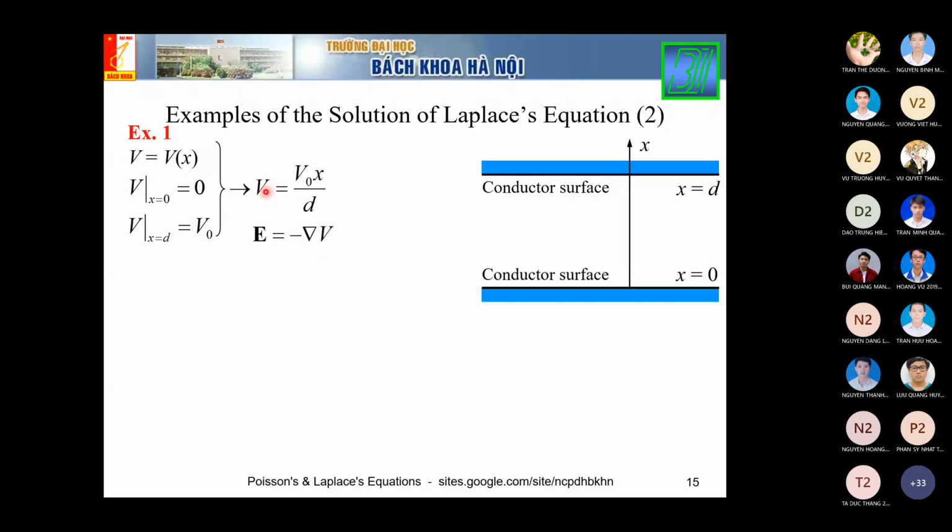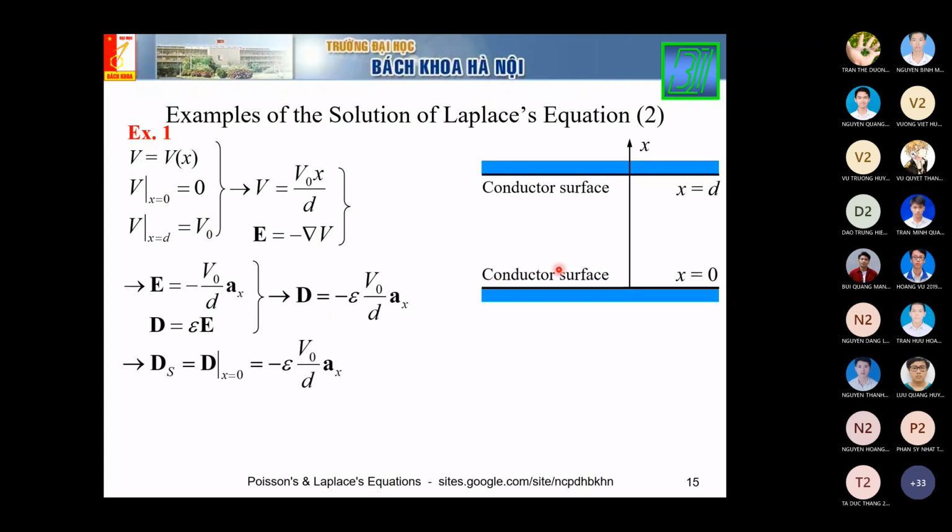To find the E field from the potential, we can take the gradient of this one, and we got this. And from the E field here, we can find the electric flux density by multiplying this one by the permittivity of the dielectric of this capacitor. Okay, from this we can find the density. And because the density here is a constant, at this position it is also the same like this.